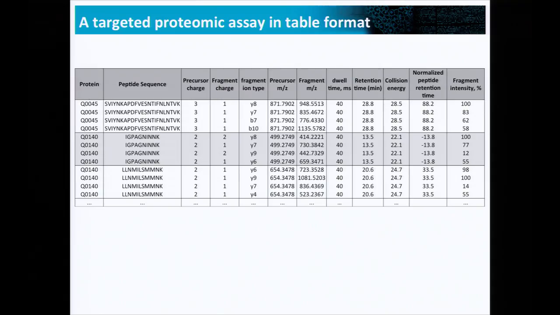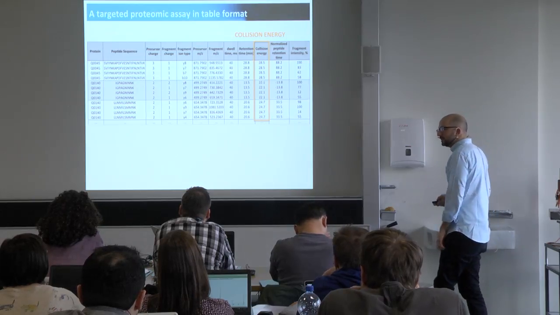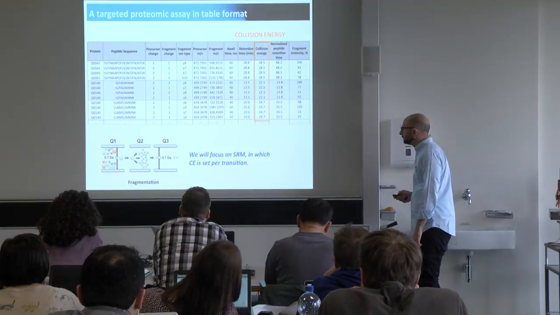So the first thing we're going to be talking about is collision energy, and this will be with respect to SRM, but we'll try to also highlight that some of these criteria will apply in one way or another to other techniques. And here in SRM, the collision energy, as you can see, is per line. So for each one of these pairs, a precursor and a fragment, we set a certain value, and you've seen this in the table that you just exported.